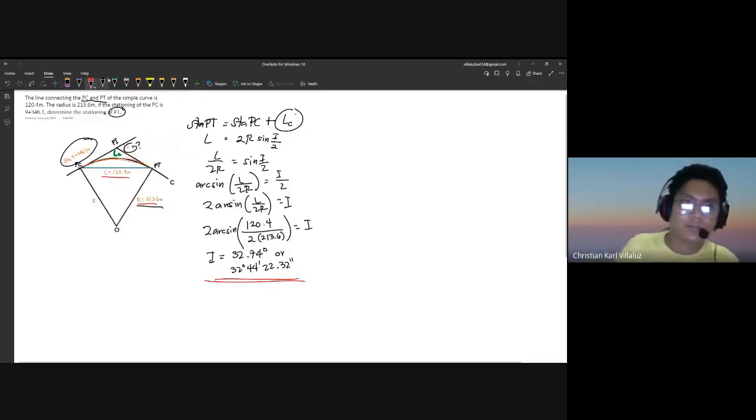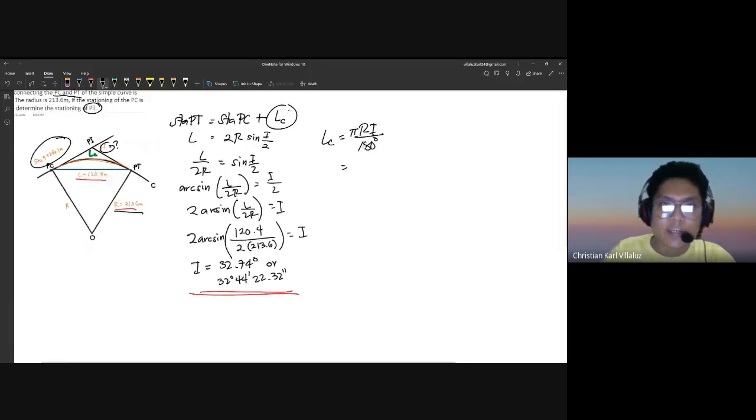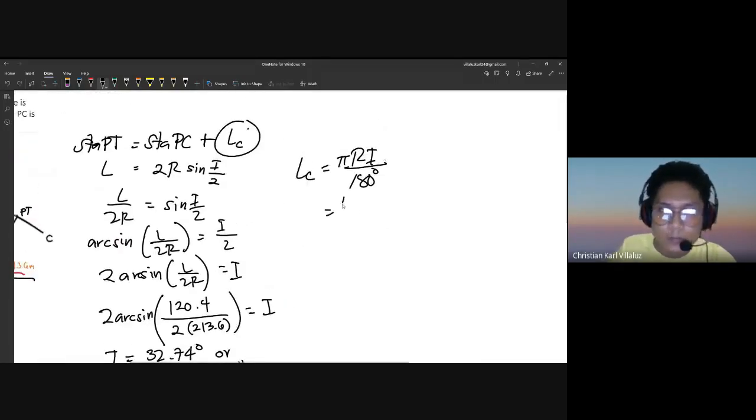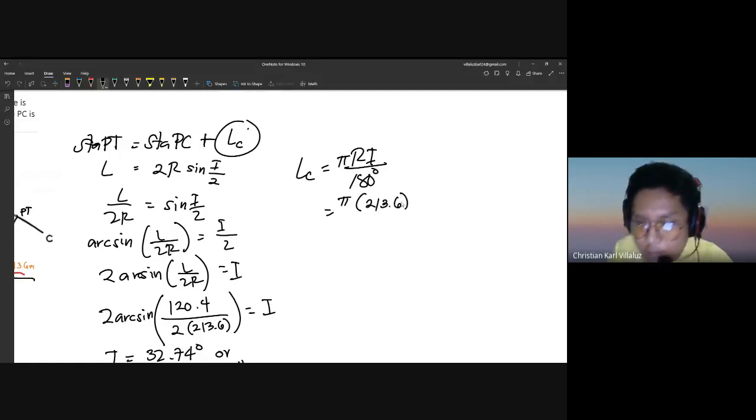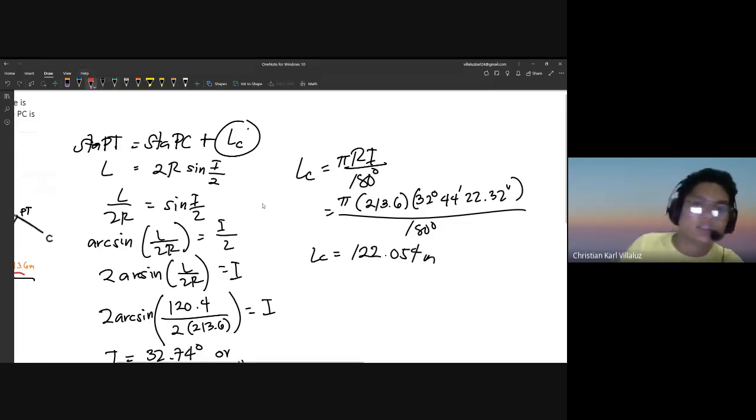Now, we can find the length of curve, which is pi R I over 180 degrees. So pi R I over 180, we have pi R is 213.6 times I. Kunin natin yung degrees, minutes, seconds para sakto, over 180 degrees. So the length of curve is 120.054 meters.